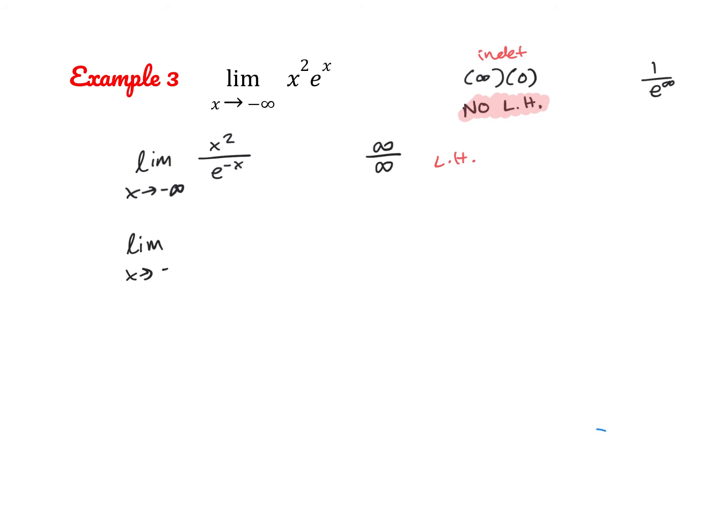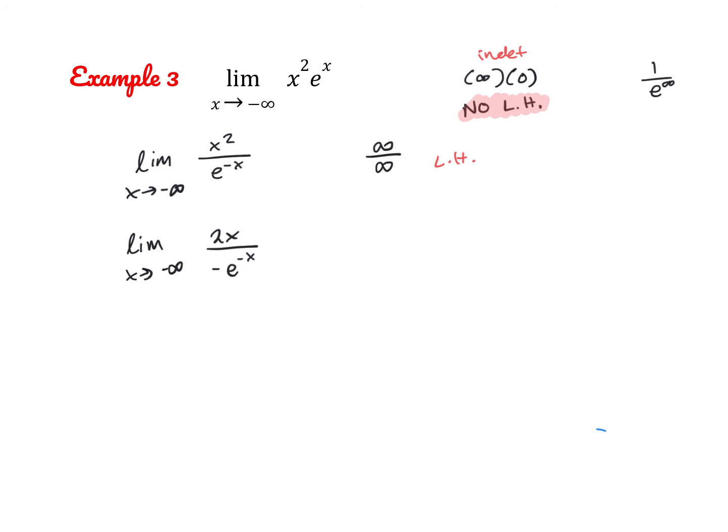So let's take the derivative of the numerator and denominator. Here we get 2x, and here we do need to use the chain rule. We know the derivative of e to any power is just e to that power. And then the derivative of negative x is negative 1. So it gives us negative e to the negative x. So that's our chain rule derivative. And now we can try direct substitution again.